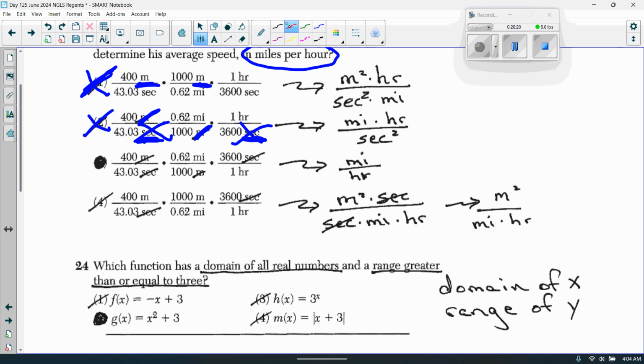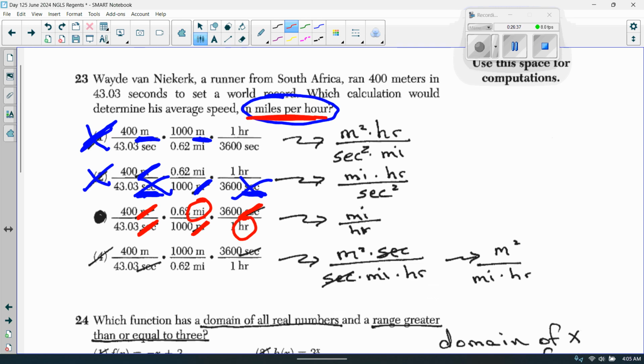And let's see why. Meters on top, meters on the bottom. That crosses off. Seconds on the bottom, seconds on top. That crosses off. We're left with miles on top, hours on the bottom. And that's what we wanted. We wanted the final answer in miles per hour. And the reason why 4 is not the answer, again, you can't have 2 meters on top. So that can't be it.